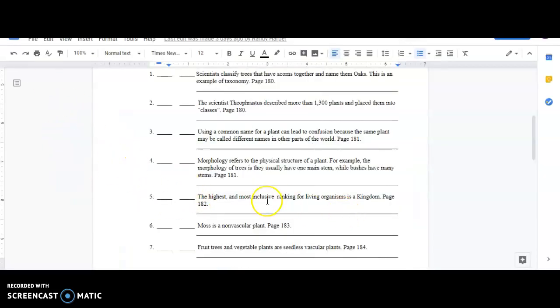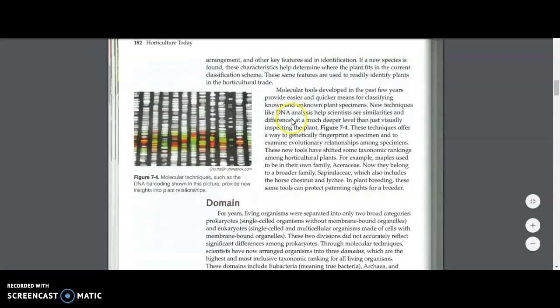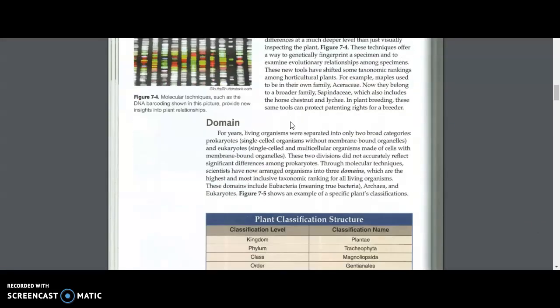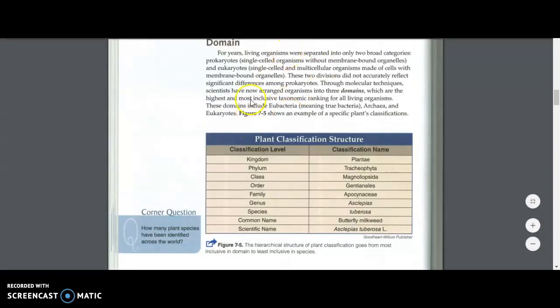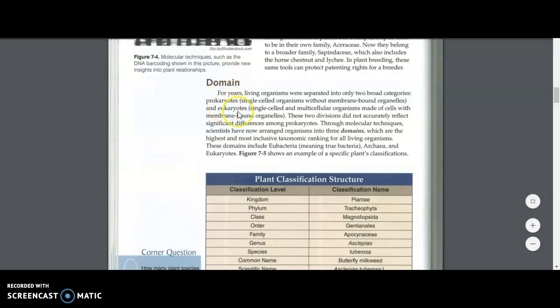Number 5 says the highest and most inclusive ranking of living organisms is a kingdom. Domain. For years, living organisms were separated into only 2 broad categories: prokaryotes, which are single-celled organisms without membrane-bound organelles, and eukaryotes, which are single-celled and multicellular organisms made of cells with membrane-bound organelles. These 2 divisions did not accurately reflect significant differences among prokaryotes.